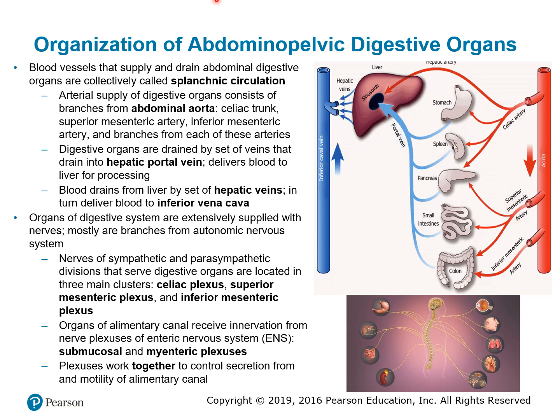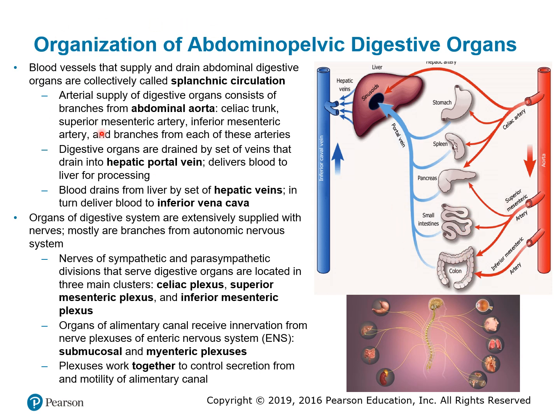Now, the organization of the abdominopelvic digestive organs also plays a role in working together with the vessels, okay? So the blood vessels are going to supply and drain the abdominal digestive organs. They're going to supply the digestive organs with specific nutrients, or they're going to drain whatever is not needed. The collective of these vessels is called the splanchnic circulation, which, if you notice here in this diagram, is all of them in contact with the stomach, spleen, pancreas, small intestines, and the colon, which is the large intestine.